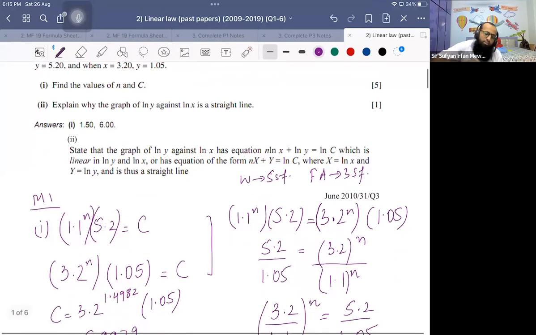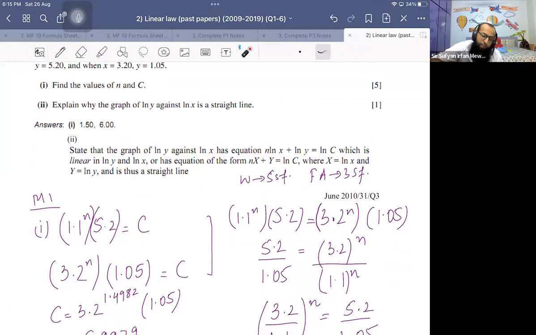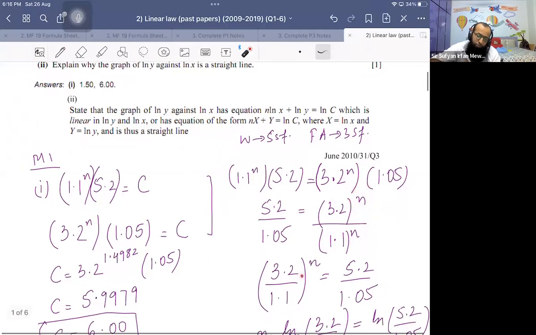Logarithms has told us, when we were discussing the laws of indices, that when the bases are different and the powers are the same, we just need to divide them and take n as the common power. So let's cross multiply: 5.2 divided by 1.05, 3.2 power n divided by 1.1 power n. And then as per the law of same index, the powers are the same. So 3.2 divided by 1.1 whole power n equals 5.2 divided by 1.05.